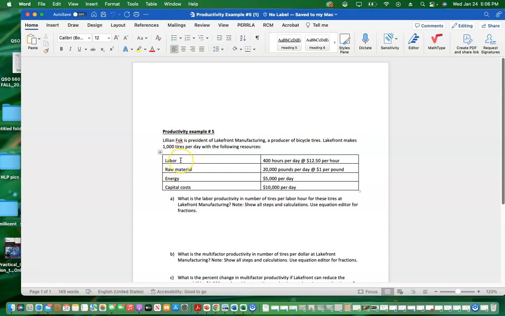And then we have labor, raw materials, energy, and capital costs. And so we can find productivity of labor, and also productivity of raw materials, of energy, or even capital cost. But also we can look at multi-factor productivity, which will include all of this. And so we can go to Excel and see how this can be organized and how it can be done.